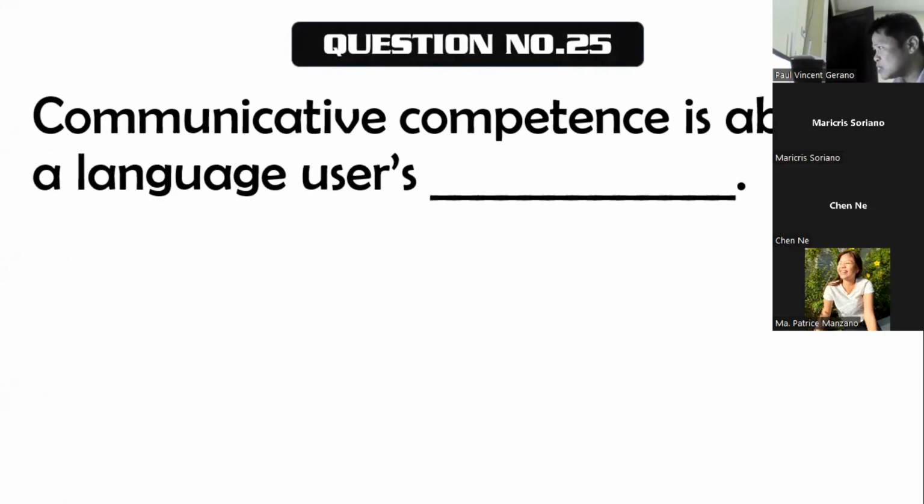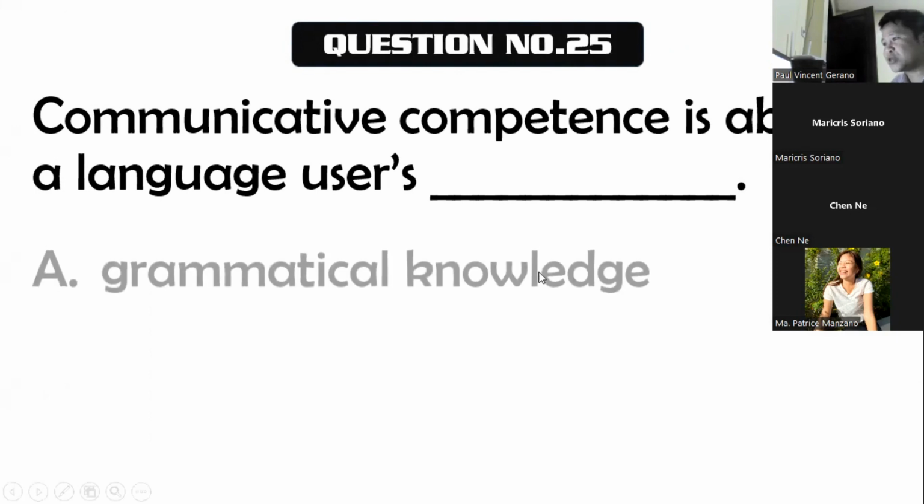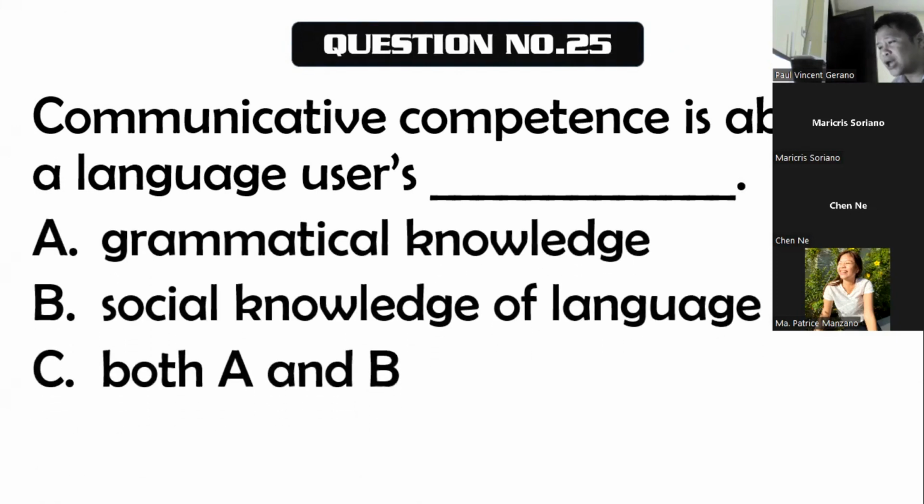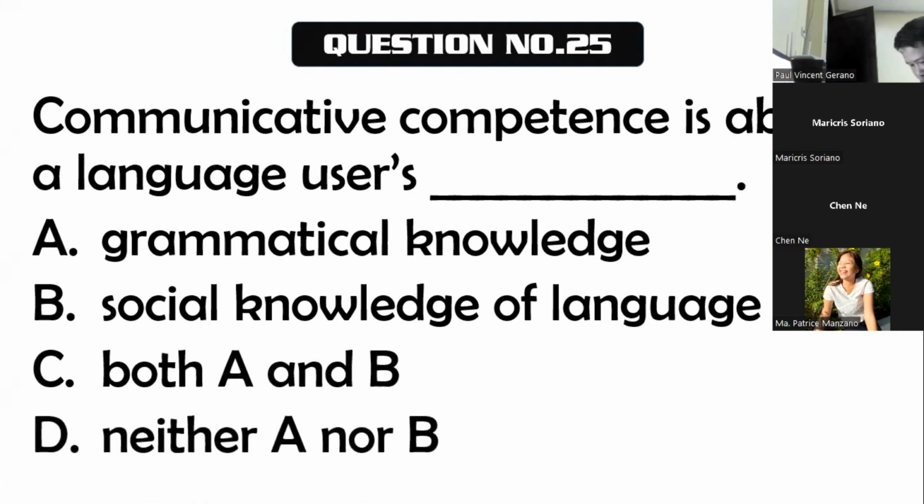Communicative competence is about a language user's A, grammatical knowledge, B, social knowledge of language, C, both A and B, D, neither A nor B. Okay, what's the answer? Letter A. Communicative competence is grammatical knowledge of language. Marie Chris is correct. Both A and B. The correct answer here is letter C. Okay.